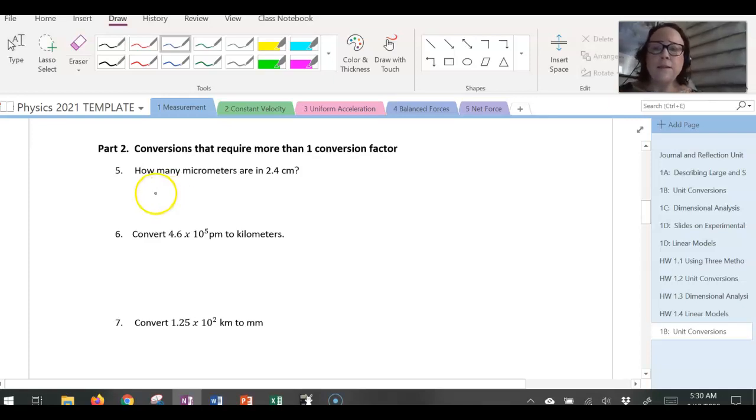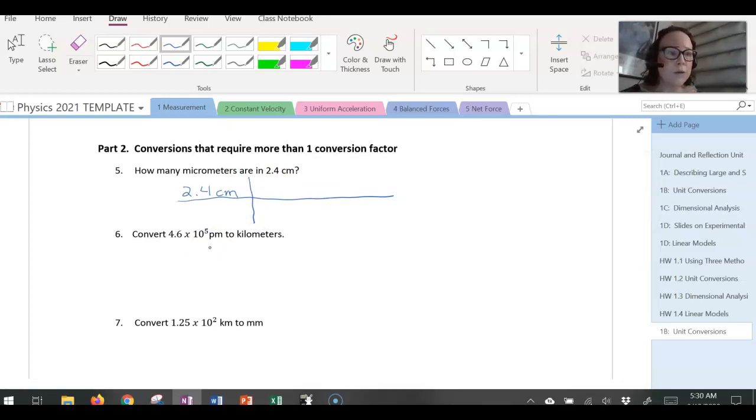Okay, so let's look here at number 5. It says how many micrometers are in 2.4 centimeters. So 2.4 centimeters is what I've been given, and I'm going to set up my horizontal grid. Now, I am not memorizing the conversion between centimeters and micrometers. If you are thinking about the metric number line that we've used in class, you might be able to figure that out.